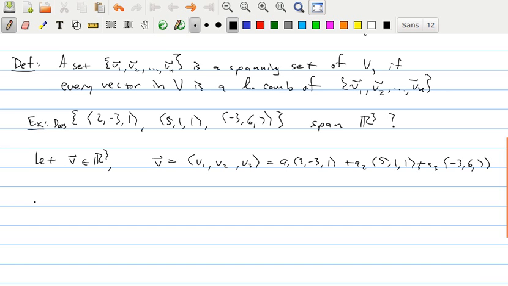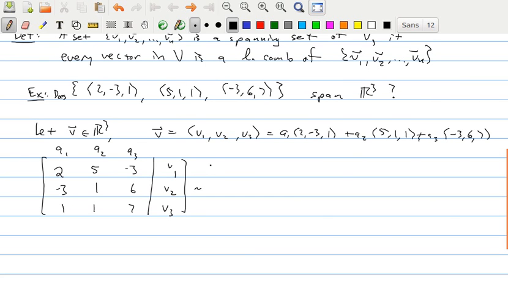And we write this out, we're going to get a system of equations. If we look at the first components here, we've got 2a1 plus 5a2 minus 3a3 equals v1. This is our a1 column, our a2 column, our a3 column. If we look at the second components, we've got v2 equals negative 3a1 plus 1a2 plus 6a3. That's our second equation. And our last equation, we're going to equate the z components together. So we've got v3 equals 1a1 plus 1a2 plus 7a3. So if you look at what we have here, the first column of this matrix is the first vector of our alleged spanning set. The second column is the second vector. The third column is the third vector.